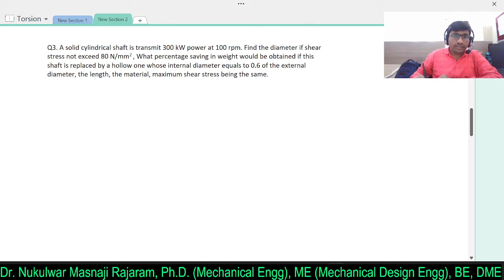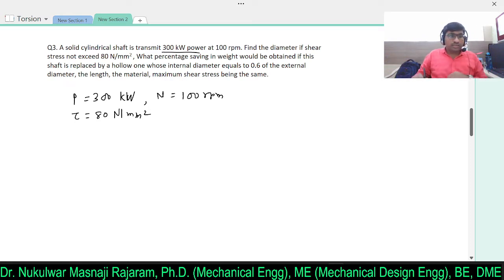Now here I will write: a solid cylindrical shaft can transmit power. Now here power is equal to 300 kilowatt and speed is 100 rpm. Clear? Now shear stress, that is tau, is not exceeding 80 Newton per mm square.